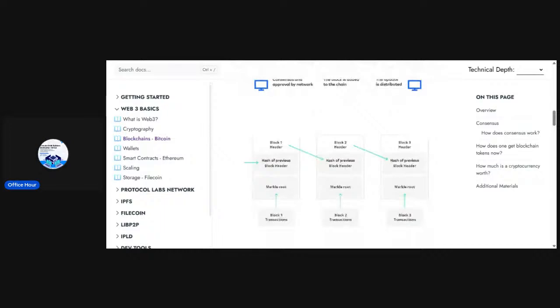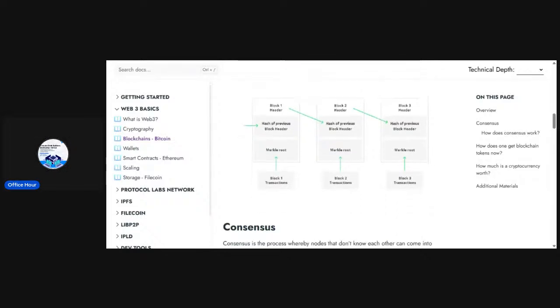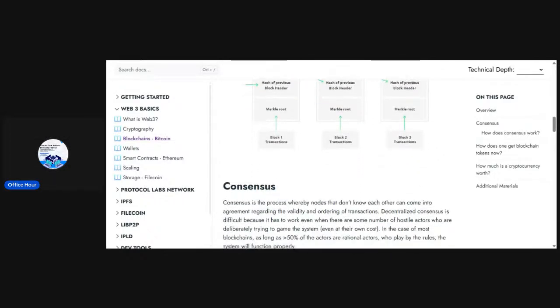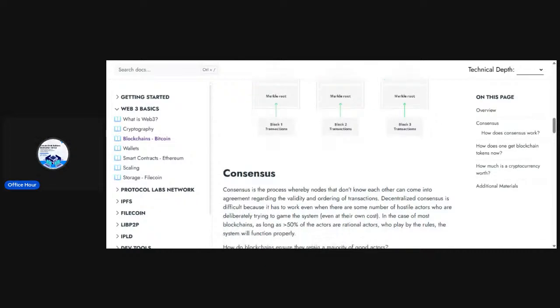So all of this is being interpreted. You have block one, that's the header, block two, block three. They are being hashed, and you use the Merkle root to link it up. So these are the transactions. I don't know if somebody has studied the Merkle tree. That's another thing you could also learn.